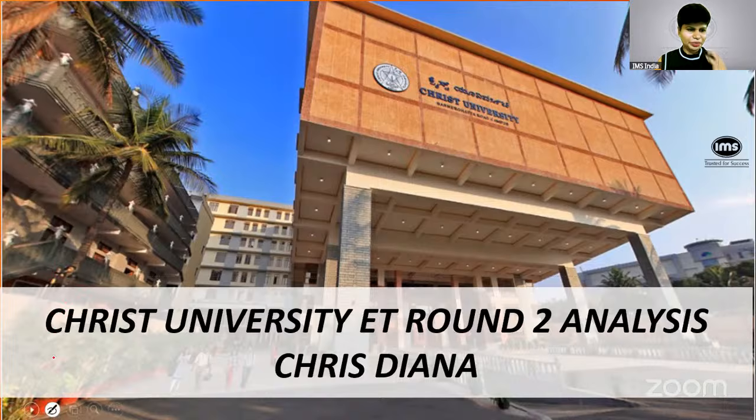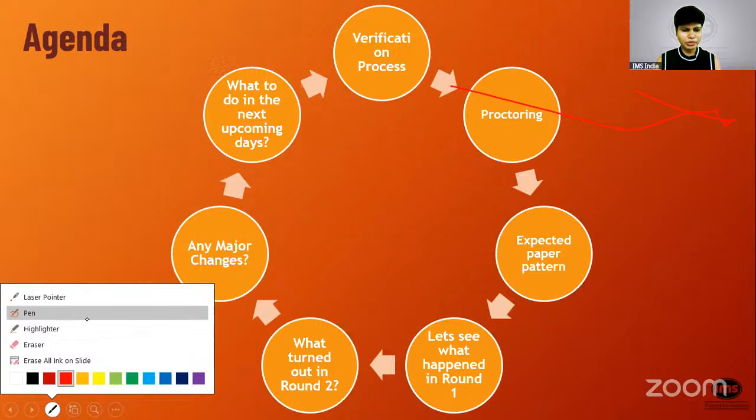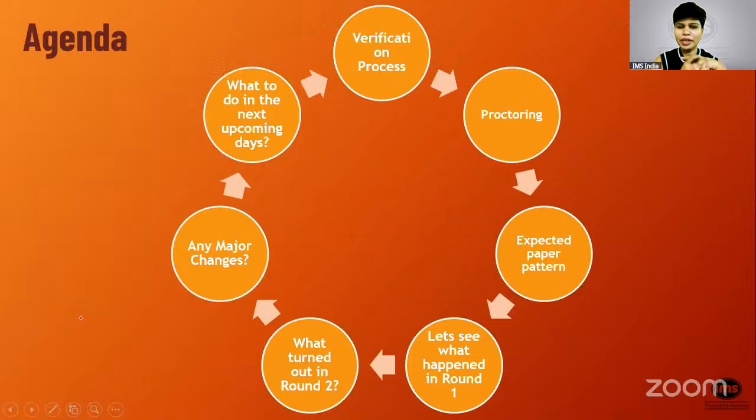Okay, so let's first have a look at what we are going to discuss today. The whole test starts with the verification process, so we'll be looking into how the verification happened, whether there were any issues during the verification, and how the proctoring went. Then we are going to go slowly into how the paper was, what the expected paper pattern was, and what actually happened in round one. What turned out in our paper today, were there any major changes we had to be aware of, and what do we do in the upcoming days.